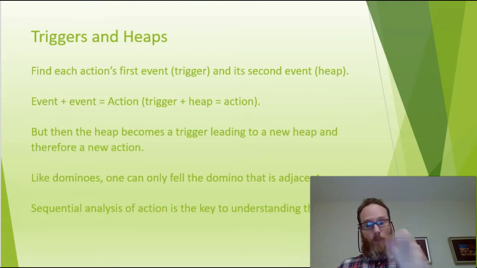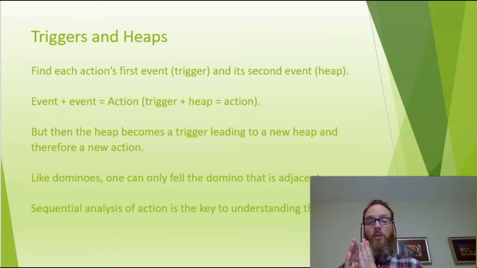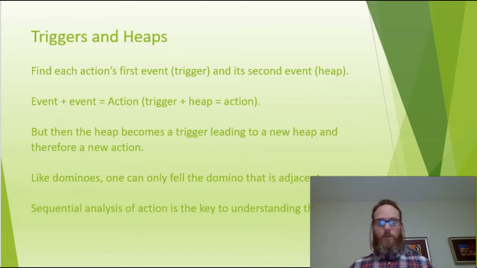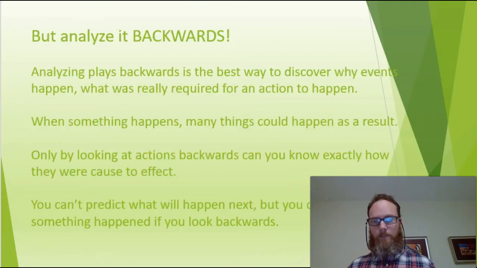So remember that the purpose of this book is play analysis, primarily for theater practitioners. So when you're a director, when you're an actor, when you're a designer, you make sure that your triggers and heaps are contiguous. How does this event affect this specific event? And that's kind of the point of his whole book in a weird sort of way. Sequential analysis of action is the key to understanding the play.